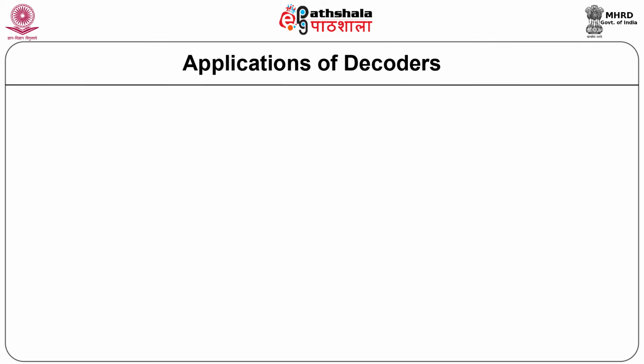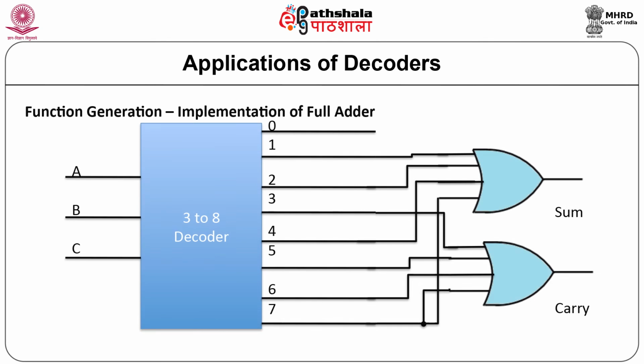Let us consider an application of decoder in function generator. Any combinational logic circuit with n inputs and m outputs can be implemented with an n to 2^n line decoder and m OR gates. Let us consider the procedure for designing this circuit.